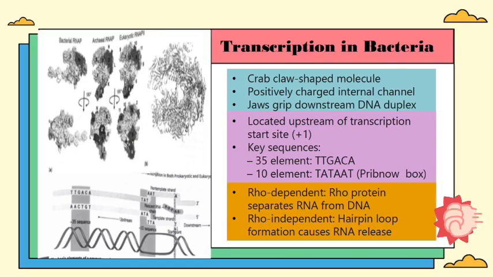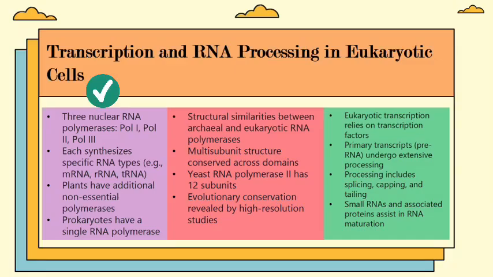In other cases, the polymerase stops transcription when it reaches a terminator sequence, and a terminator sequence is typically folded into a hairpin loop that causes the RNA polymerase to release the completed RNA chain without requiring an additional factor. Okay, so let us now proceed to transcription and RNA processing in the eukaryotic cell.